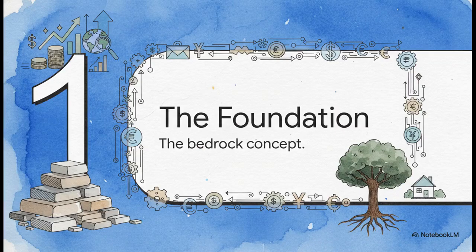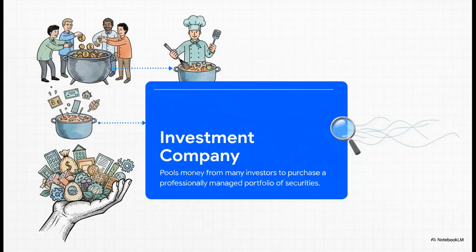Okay, before we can even start comparing these things, we have to get on the same page. We need to start with the bedrock concept they all share. What exactly is an investment company? It's actually pretty simple. An investment company is basically a vehicle for pooling money. Just think of it like a bunch of people putting their cash together to hire a professional, in this case, a portfolio manager, to go out and buy a whole basket of securities for them. The two key phrases you've got to remember are pooling money and professional management.